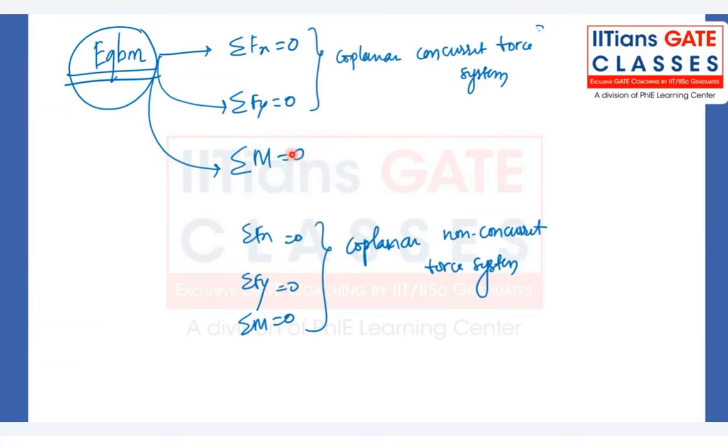But if that body is subjected to a coplanar concurrent force system, you will be dealing with only summation Fx and summation Fy. So only these two equations of equilibrium are used in a coplanar concurrent force system. But if you are dealing with a coplanar non-concurrent force system, one more equation will come, that is, the summation of all moments is also equal to zero. So this is what you should know, and we are talking about the coplanar.